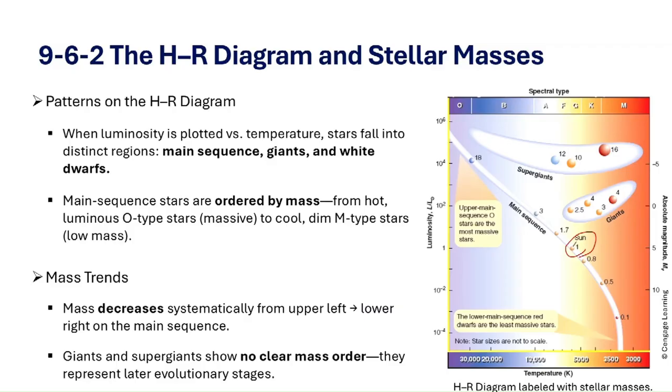So in summary, the main sequence shows a clear relationship between mass, luminosity and temperature, decreasing systematically from massive O-type stars to low mass M-type red dwarfs. And giants and supergiants have more scattered masses because they are in later evolutionary stages.